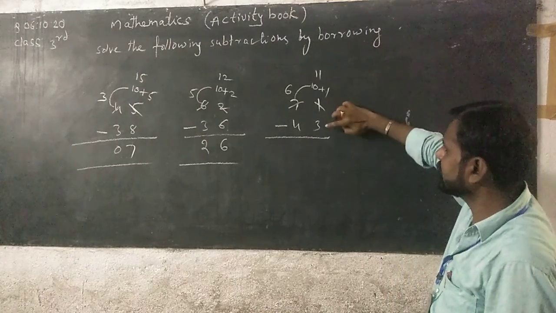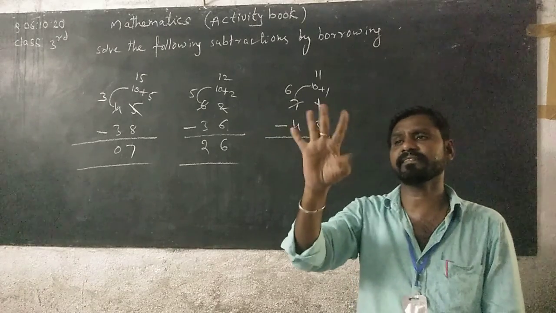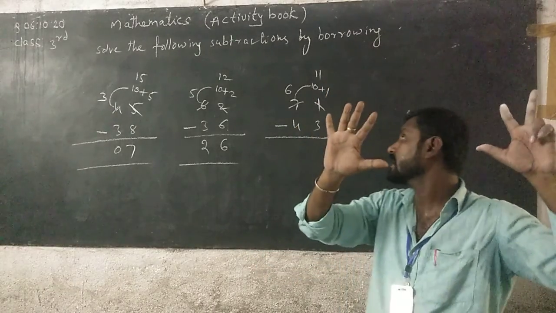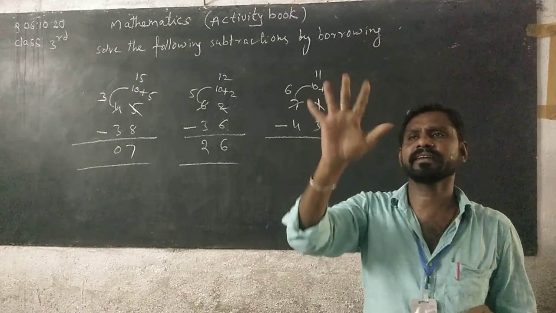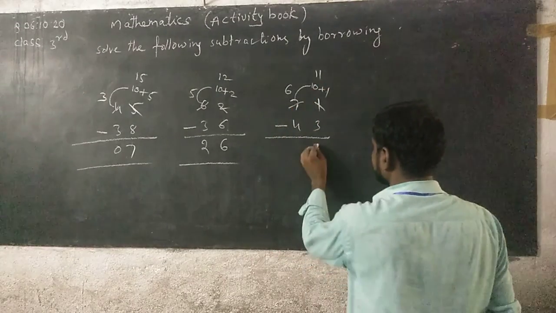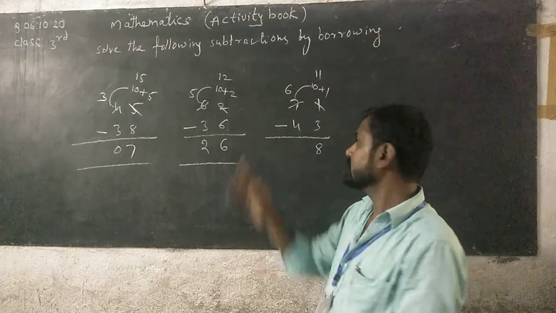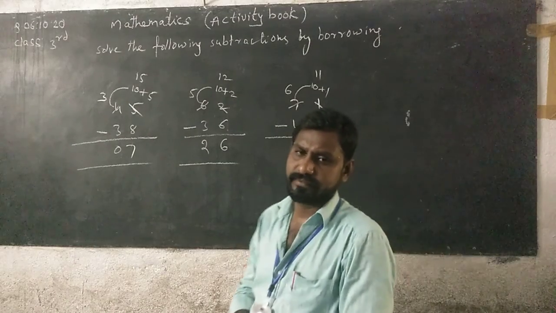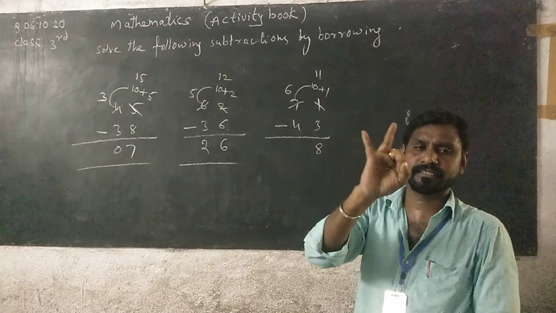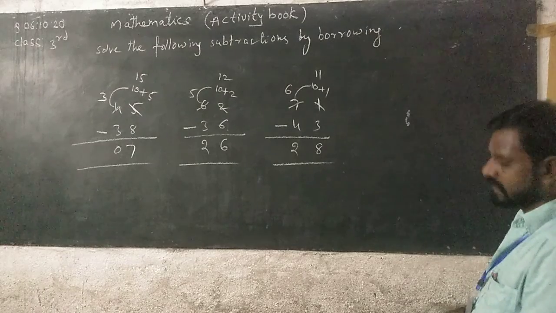Now 11 minus 3. You can count after 3 up to 11: 3 after 4, 5, 6, 7, 8, 9, 10, 11. So what do we get? 8. Next we subtract the digits in tens place. That is 6 minus 4. It is also possible. 6 is greater than 4. So you can count 4 after up to 6, 5, 6. You get 2, write down under tens place. The difference is equal to 28.